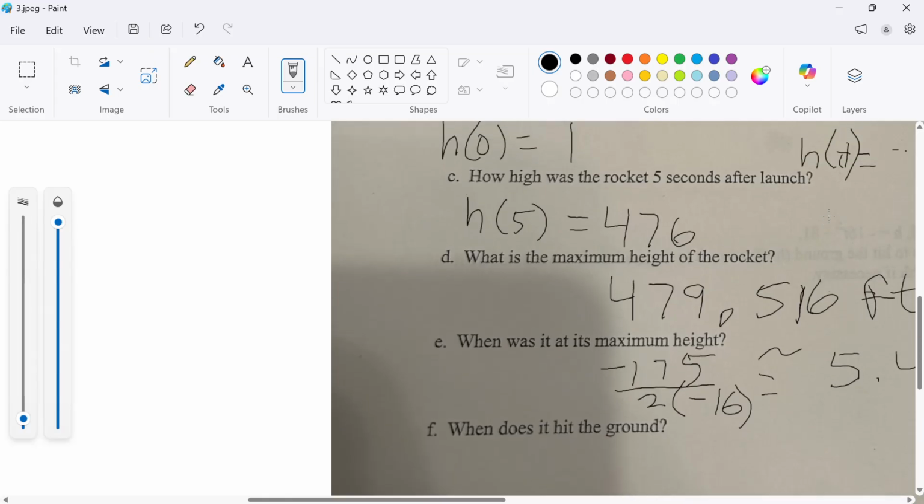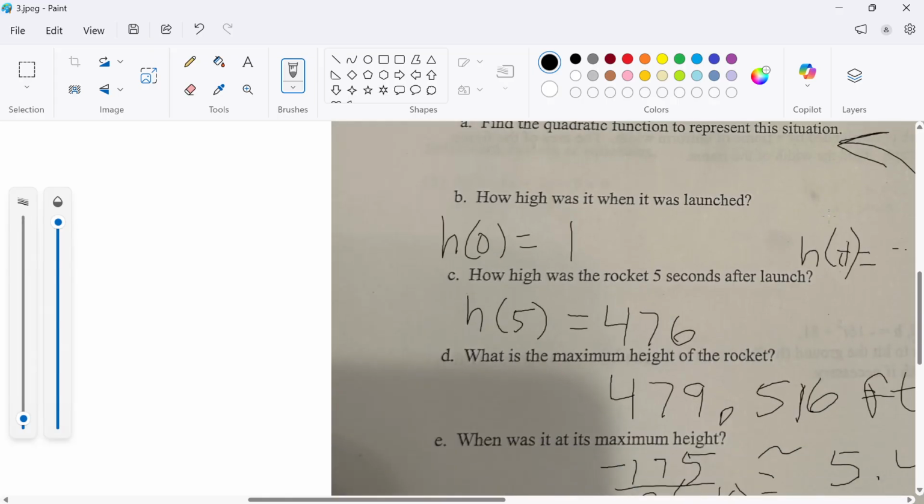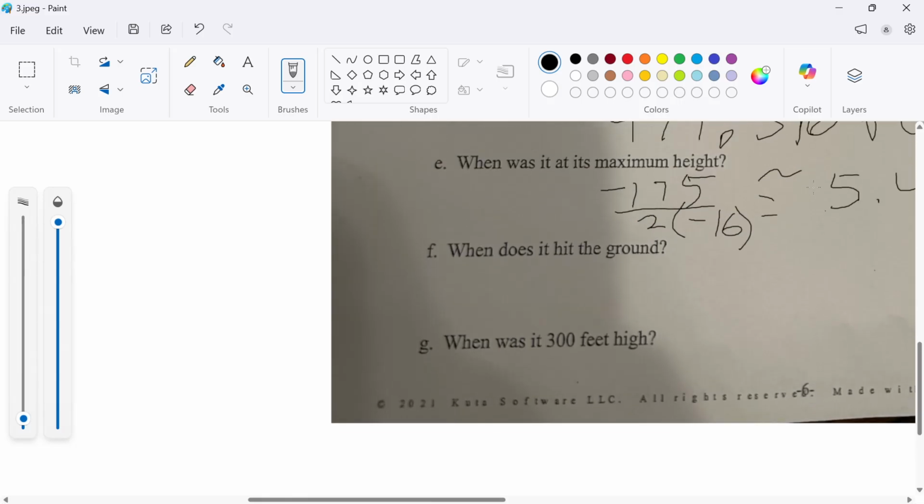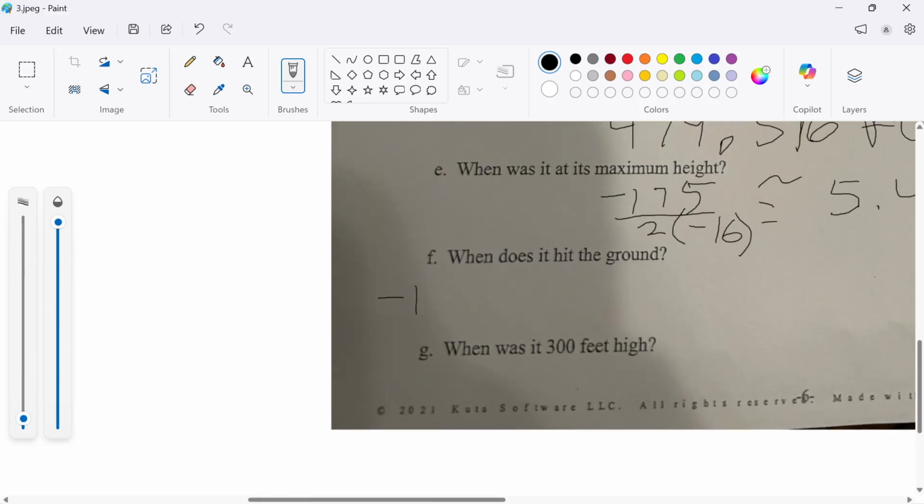When does it hit the ground? It hits the ground when the height is 0. So it's going to be negative 16t squared plus 175t plus 1 equals 0. And you can use a quadratic formula. I'm going to use Desmos and just look at where it hits the x-axis, which is the ground.